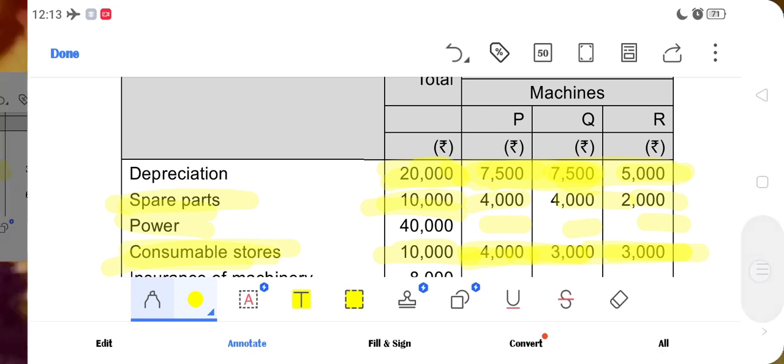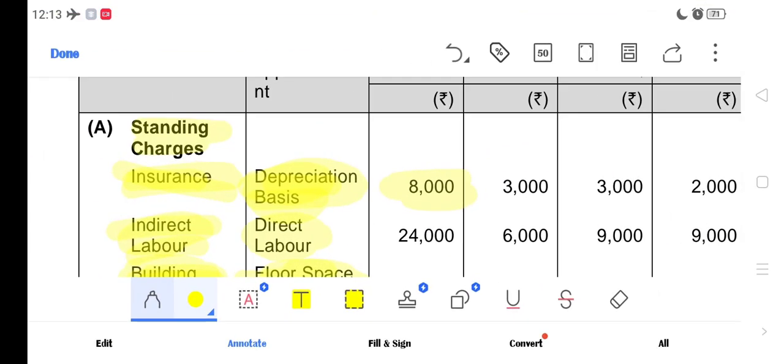So in the same way you are going to do for the insurance also. So what is insurance in total? 8,000. So upon 8,000 you put 37.5 percentage, which is 3,000. So for P and Q same only, no? So for P and Q it is 3,000 and 3,000, and remaining 25% for R. So what is 25% on 8,000? So 8,000 into 25%, it is 2,000. In this manner you are going to apportion the total expenditure for P, Q and R, the three machines.